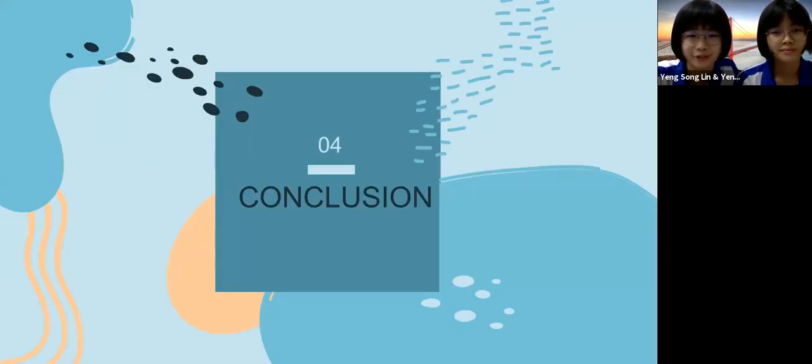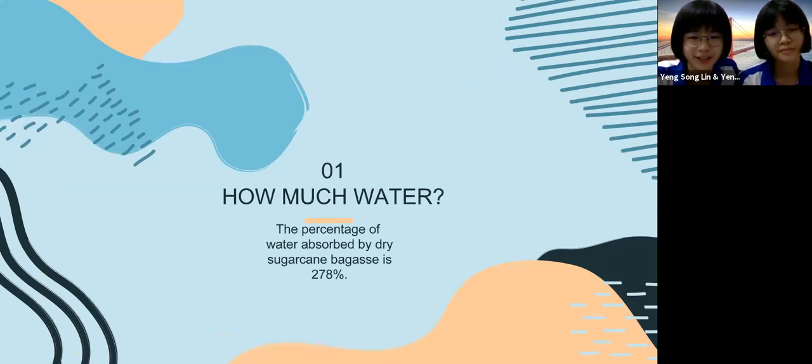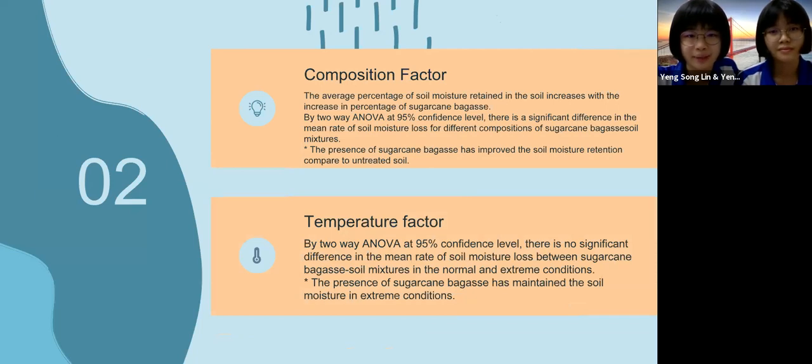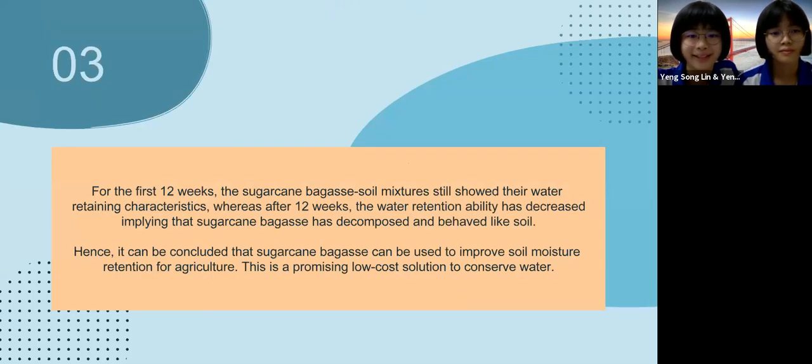Finally, moving on to our conclusion. We know that sugarcane bagasse can absorb about 278% of water, which is 3 times its mass. For the second experiment, we also know that the presence of sugarcane bagasse has significantly improved the soil moisture retention. And it has also effectively retained soil moisture under extreme conditions. Finally, sugarcane bagasse starts to decompose after 12 weeks, which is 3 months. Hence, we can conclude that sugarcane bagasse can be used to improve soil moisture retention for agriculture.